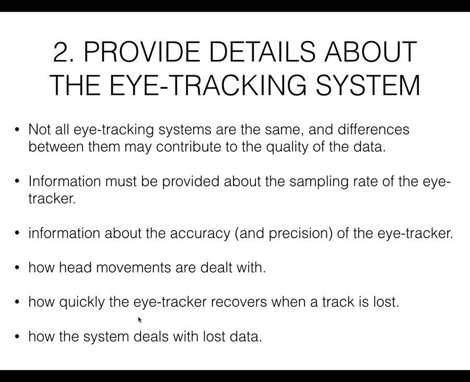Talk about how head movements are dealt with. Again, this is the reason why we use chin rests: we don't have to have head movements. If you don't use a chin rest, you have to talk about how your eye tracker deals with head movement and how it compensates for it. How quickly does it recover from a head movement? That's the other thing. If it loses data, either because someone moves or someone blinks, how long does it take to reacquire and accurately give you data? Also, how does your system deal with lost data, either lost because of an eye movement or data where you've just got gaps in your results file? How does the analysis software deal with that?